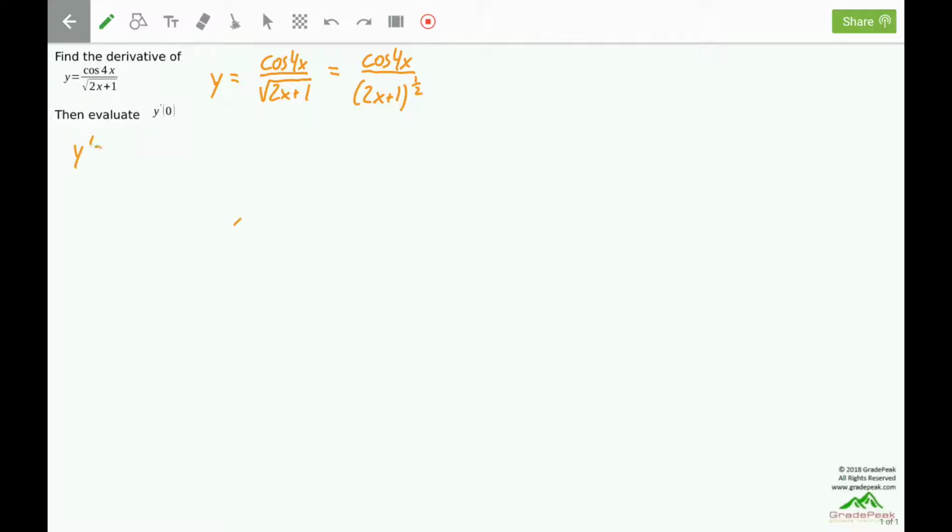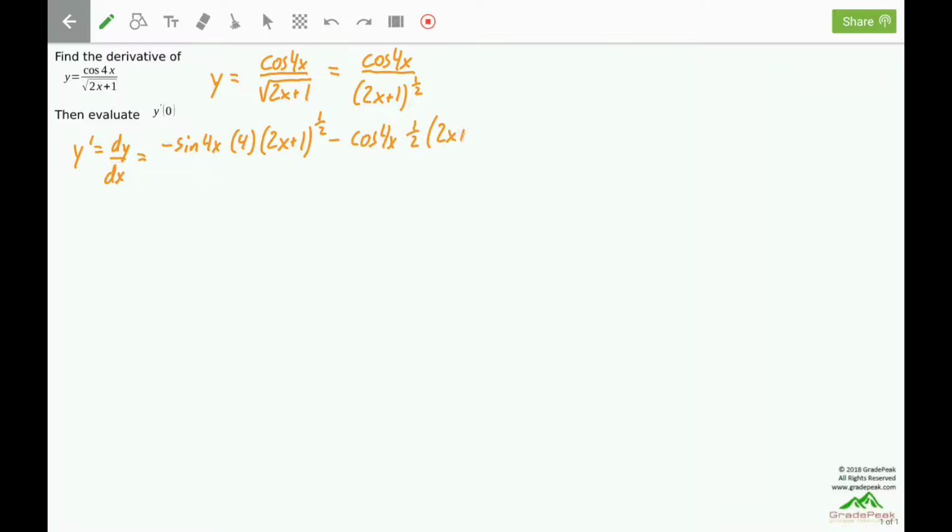The derivative, y prime, which can also be called dy dx, will be the derivative of the numerator. Derivative of cosine is negative sine, leave its inside alone, 4x, but then multiply by the derivative of the inside of the trig function to complete the chain rule, so times 4. Derivative of the numerator times the denominator left alone, so 2x plus 1 to the 1/2, minus the numerator left alone, so cosine of 4x, times the derivative of the denominator, which is a power rule.